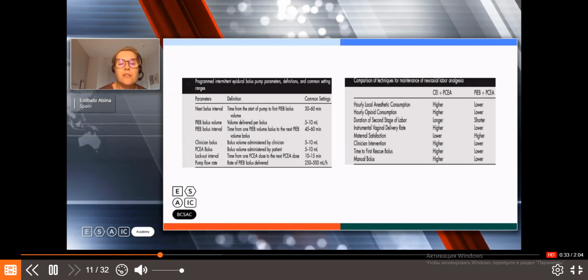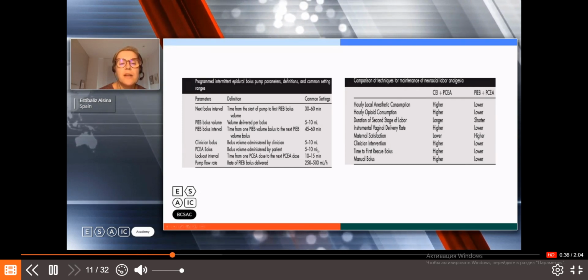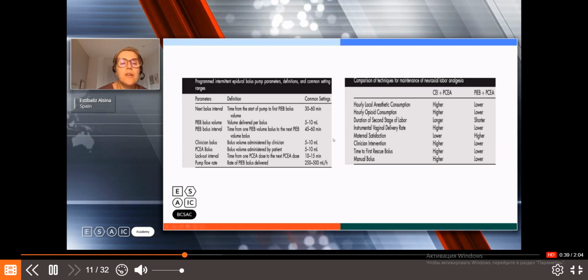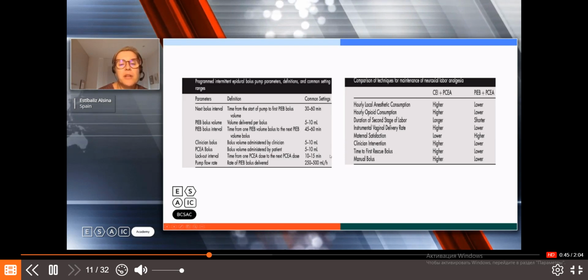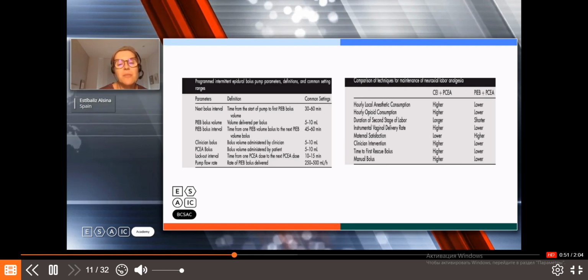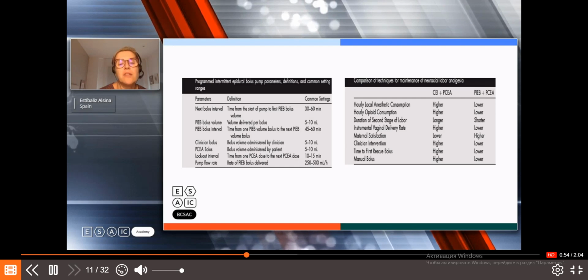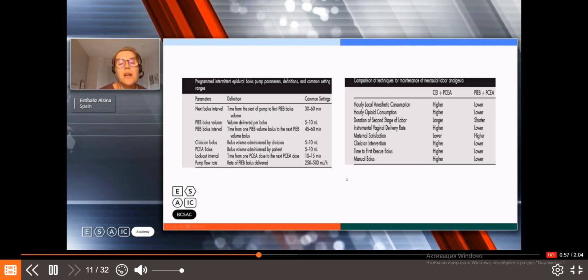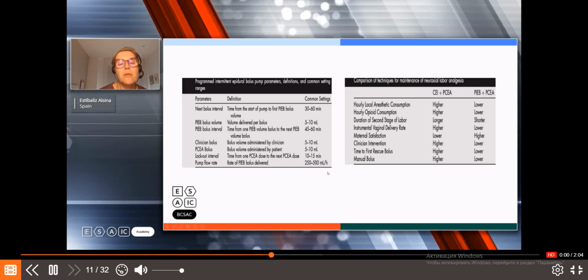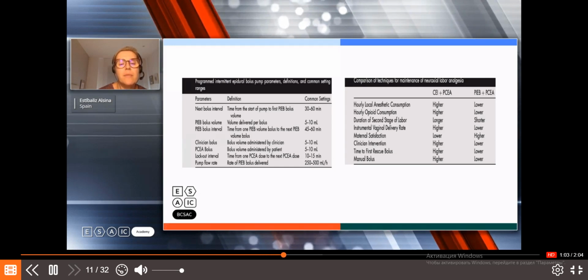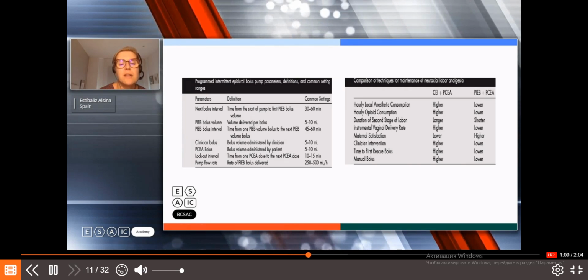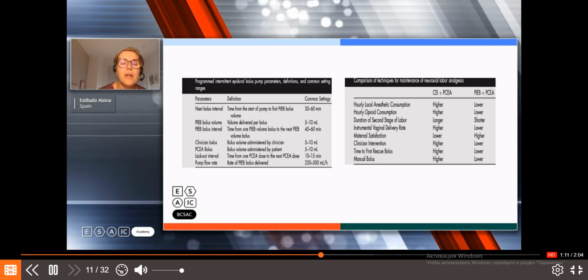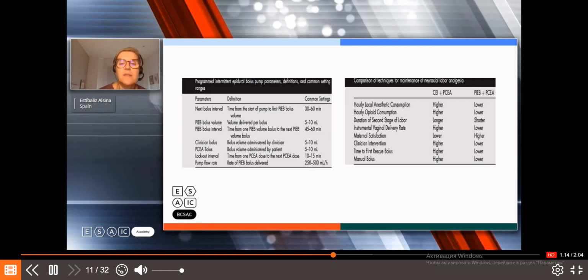And there is also the possibility to administer a bolus by the clinician or by the mother. So it's PIEB plus PCA or clinical bolus. The time between the PCA dose and the machine bolus is between 10 to 15 minutes. And the pump flow rate should be high, between 250 and 500 milliliters per hour, because it is demonstrated that the spread and the diffusion are better for a more complete analgesia.